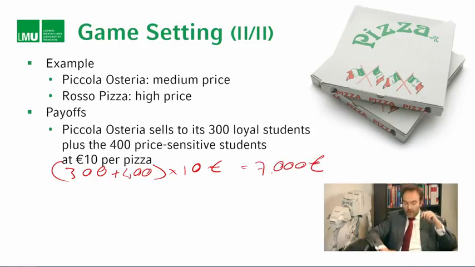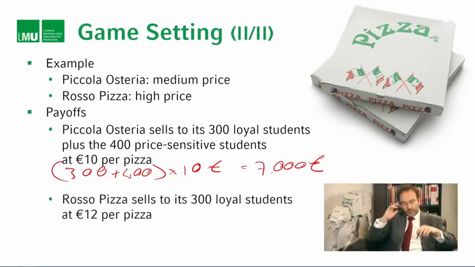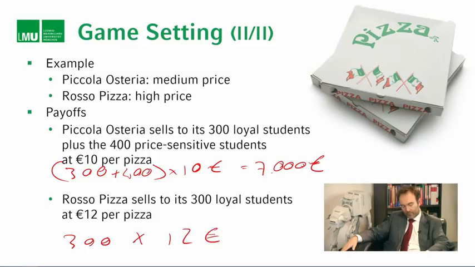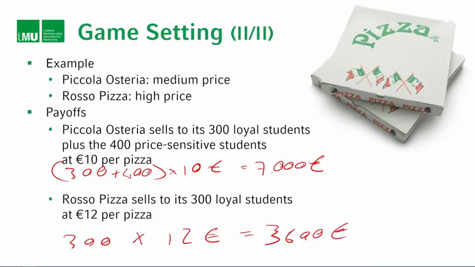What about Rosso Pizza? Rosso Pizza is going to sell only to their 300 loyal students, but they sell at a higher profit margin. So they're going to sell 300 pizzas at 12 euros. That's going to be 3,600 euros.